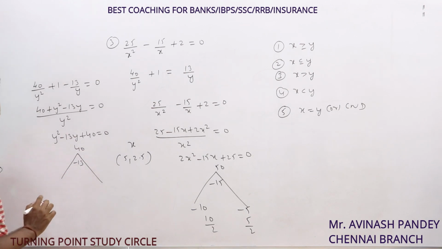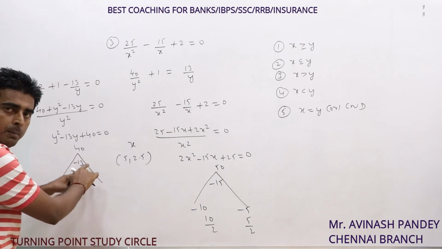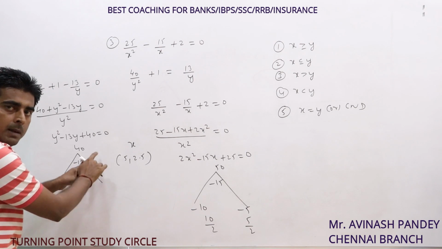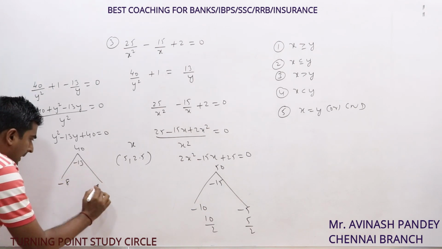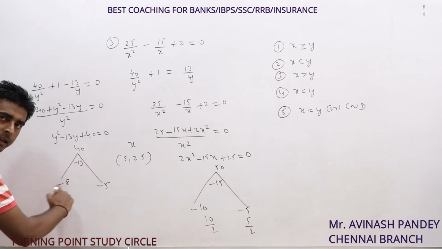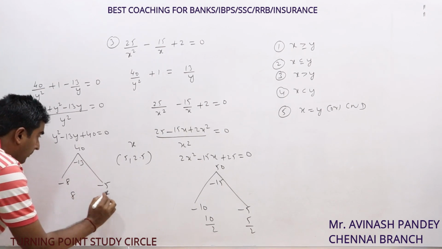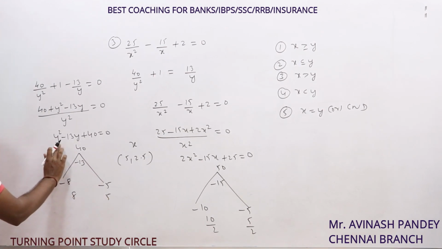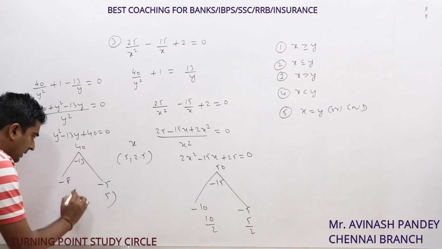What is the table of 8 or 5? So minus 8 and minus 5 is nothing but minus 13, minus 8 into minus 5 is nothing but plus 40. So my answer is nothing but minus 8 and minus 5. Change the sign on both sides, it will become 8 and 5. So coefficient of y square is nothing but plus 1. So my answer is nothing but 8 and 5.